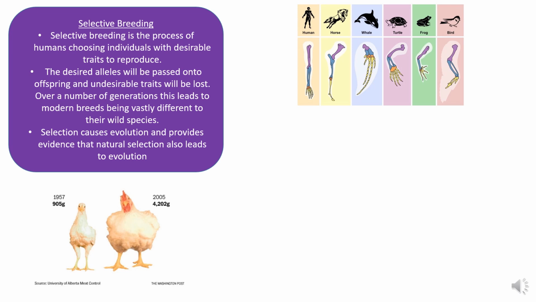This causes evolution and provides evidence that natural selection also leads to evolution. So if we look at the fact that selective breeding changes the allele frequency in the gene pool, then we can see that natural selection also does that. This picture here shows what chickens used to look like in 1957 and how we've selectively bred them to be far bigger and produce more meat for human consumption.